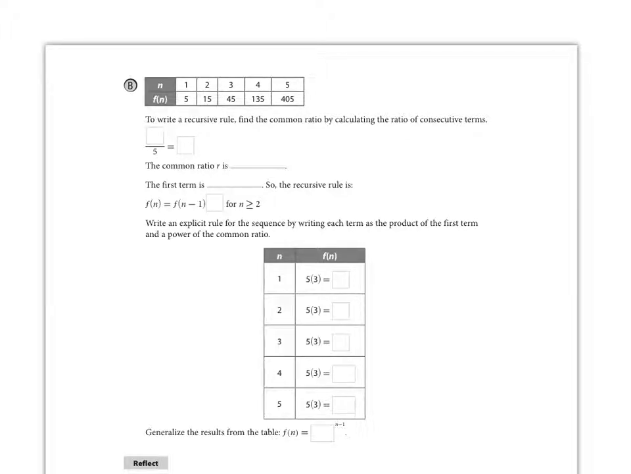So we could write our sequence like this. It is 5, 15, 45, 135, 405, and going on forever. The first thing that we need to find is our common ratio. We use the letter R to show the common ratio in these sequences, and so we can take 15 and divide it by the previous term 5, and we get 3. That means our common ratio is 3.